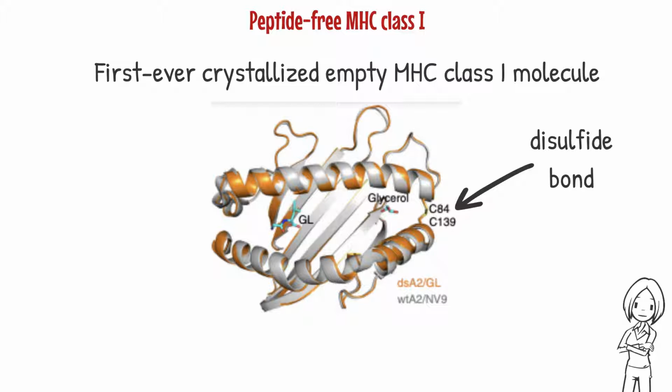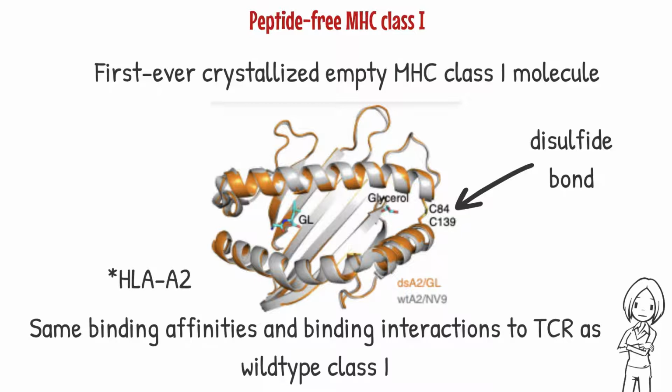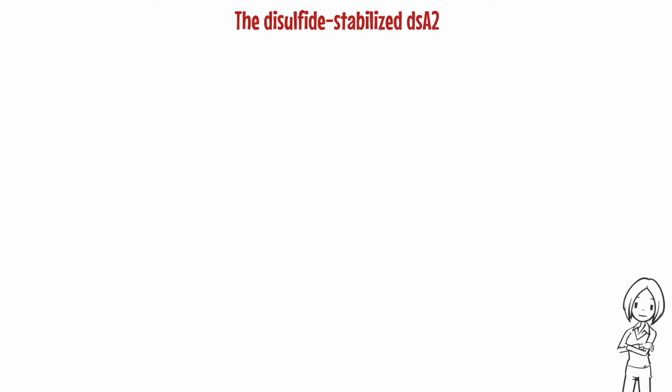The group showed that the disulfide stabilized class 1 molecule shows the same binding affinities and binding interactions to the T cell receptor as the wild-type class 1 molecule. This was shown for the allotype HLA-A2, and it was published a couple of years ago already. But to get the structure, we needed to work with all the collaborators that I mentioned before.